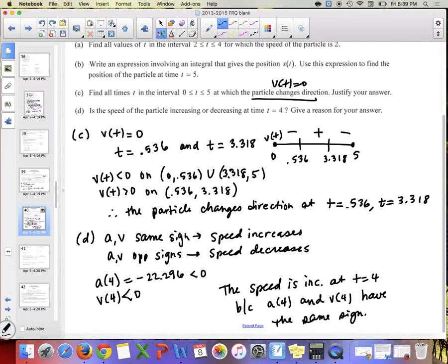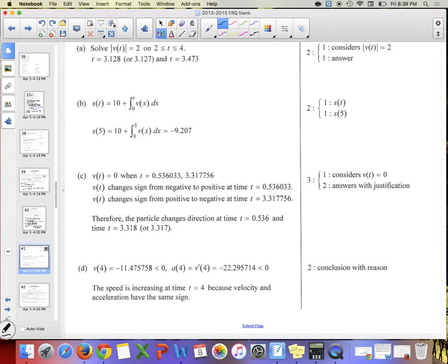And then that's it. All right, so if we talk about how to grade this, for part A, you get 1 point for knowing that you needed the absolute value of v of t to equal 2, right? The speed is the absolute value of velocity, set it equal to 2, and 1 point for your answer. Part B, you get 1 point for setting up s of t, which is a little bit tricky sometimes, and then 1 point for your s of 5.